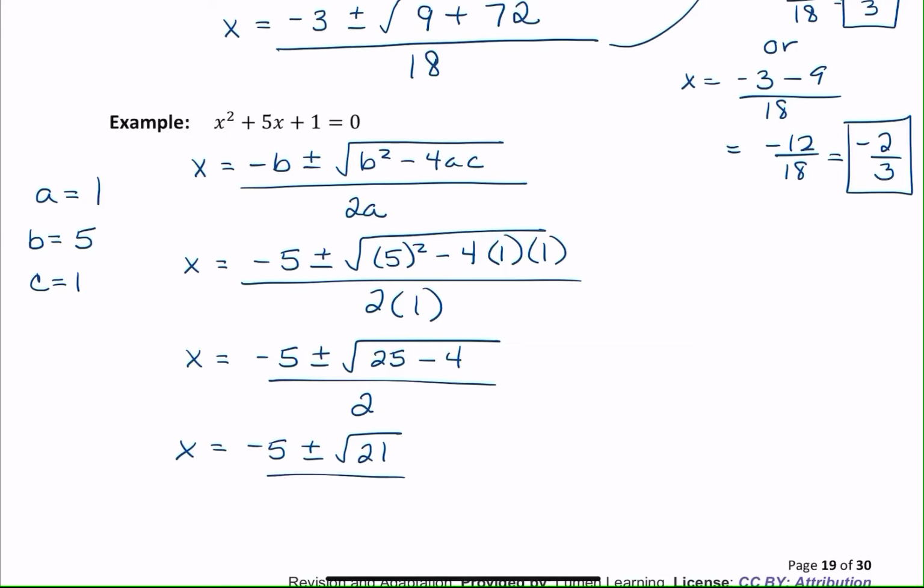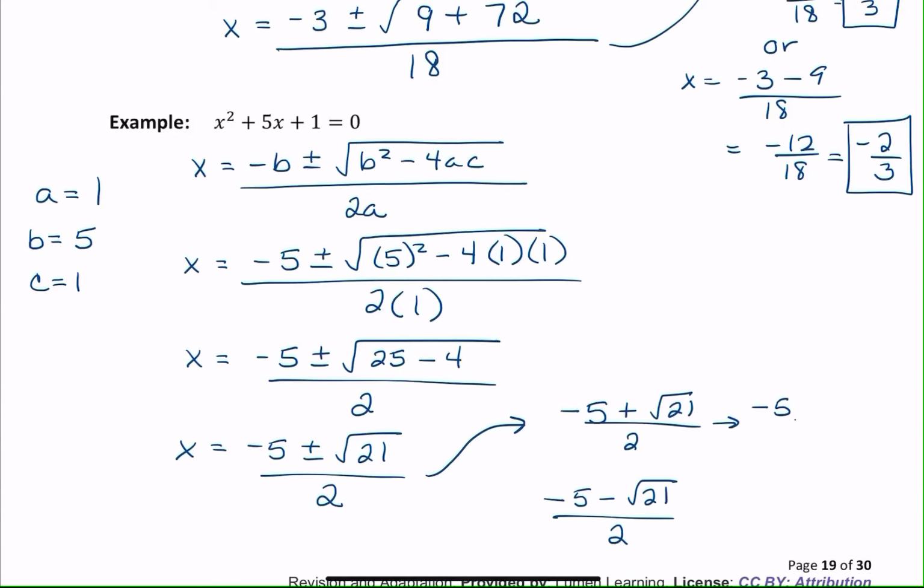21 over 2. Now notice that 21, its prime factorization is 7 times 3, so it will not reduce or simplify anymore. So that is your answer. So you've got two answers. You've got negative 5 plus the square root of 21 over 2, and negative 5 minus the square root of 21 over 2.